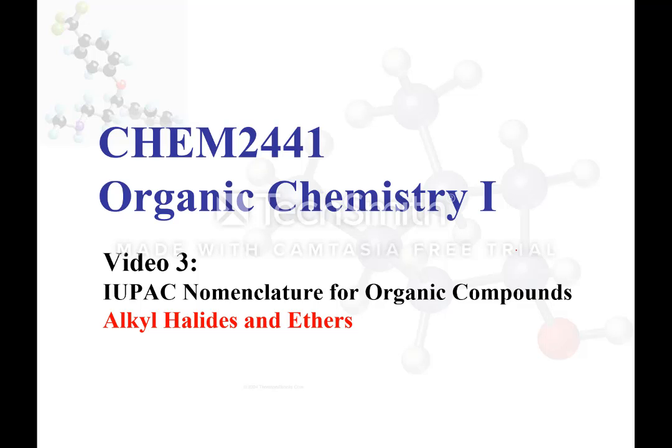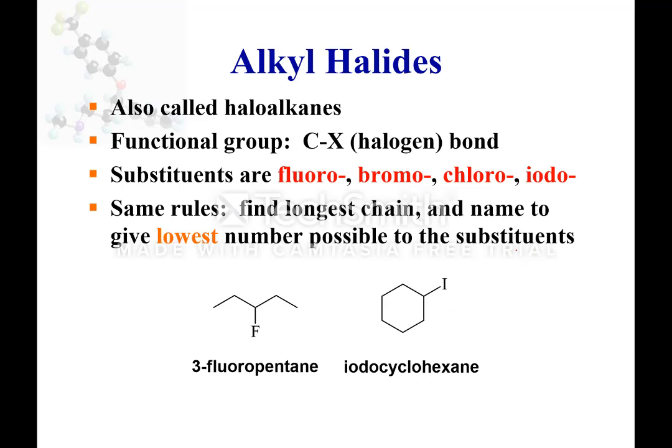Hello, this is video 3, and in this video we're going to go over the rules for naming alkyl halides and ethers. Alkyl halides is one family of organic compounds, which are also called the haloalkanes. This name reminds us how they are being named. The functional group is a carbon-halogen bond, and the substituents, depending on the halogen, can be fluoro, bromo, chloro, and iodo.